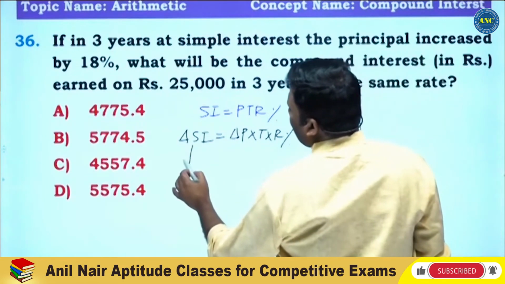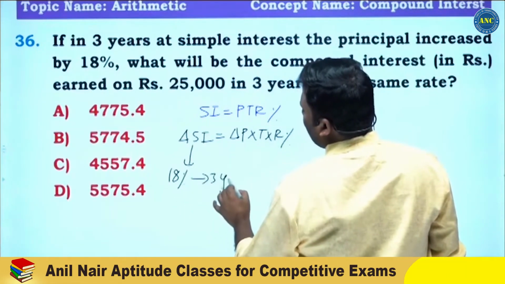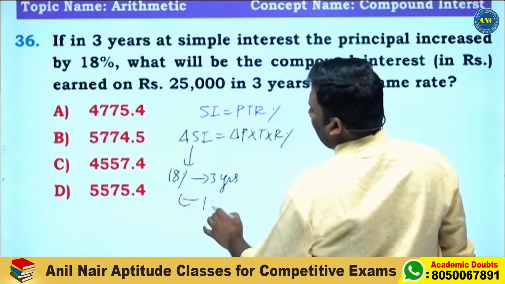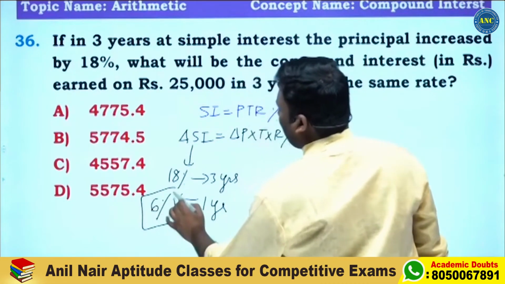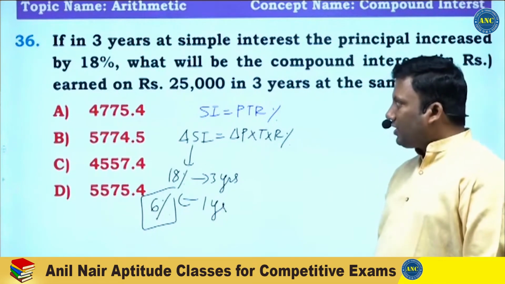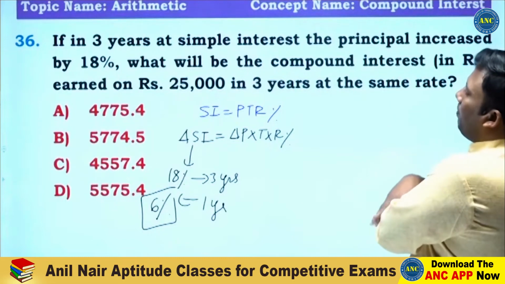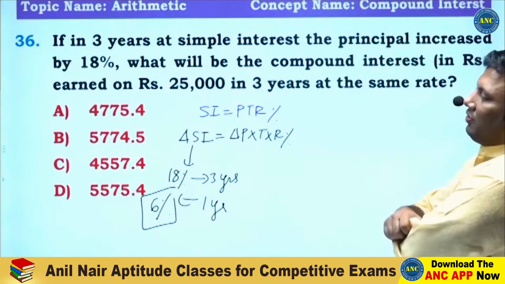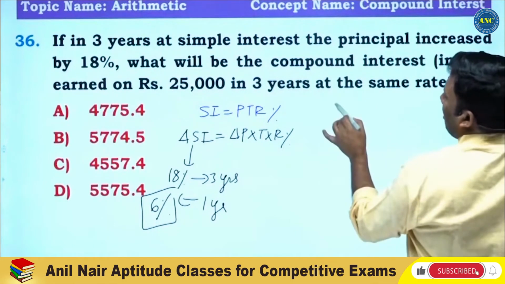So there is an increase of 18 percentage over 3 years. That means per year the rate of interest will be 6 percentage. What is the question he is asking? What will be the compound interest earned on 25,000 in 3 years at the same rate of interest?